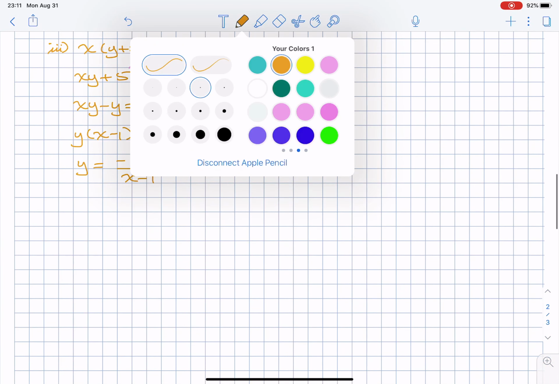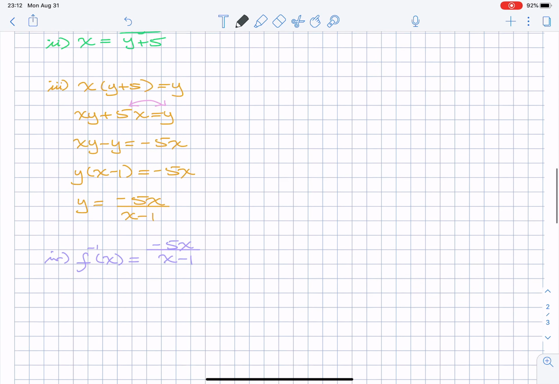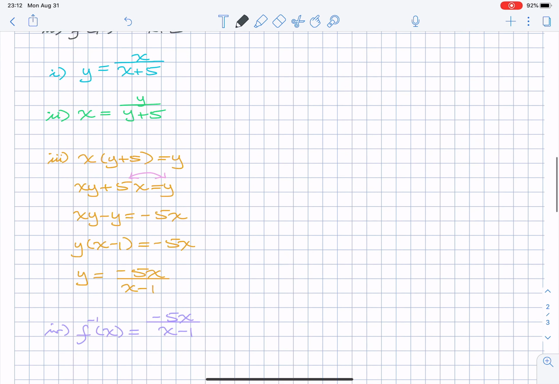So final step, number 4. I replace that y with f inverse of x. And that will be negative 5x divided by x minus 1. Okay, let's do one more of these. Number 3. Actually, I should probably move those to the right a bit.